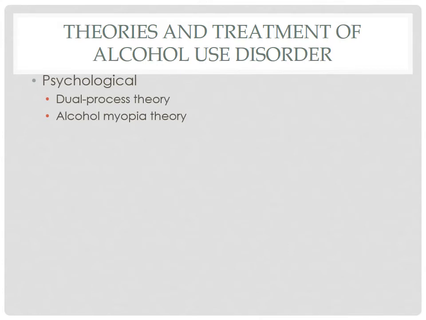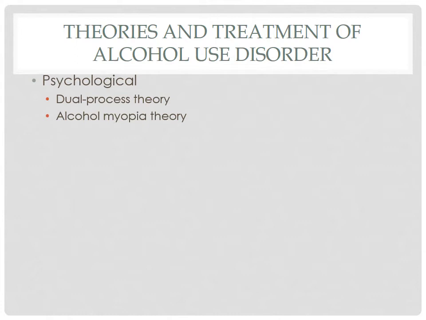There's certainly psychological theories in treatment, right? So we have dual process theory. This suggests that there are automatic processes that generate an impulse to drink alcohol and controlled, effortful processing that regulates those automatic impulses, right? So the idea that we're coming at this from two different processes.